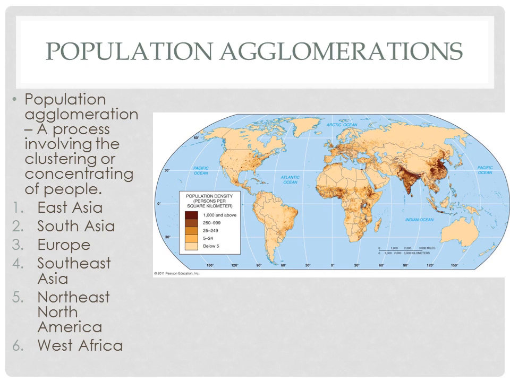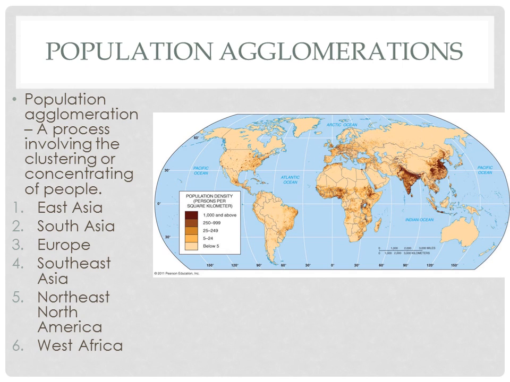Now this is one of our vocabulary terms. And that vocabulary term, the definition is a process involving the clustering or concentrating of people. So really, when we're talking about population agglomerations, we're talking about population concentrations. So people in very close proximity, very close together. And there are 6 different population agglomerations that we want to be familiar with. There's 4 very large ones and 2 that are starting to emerge.